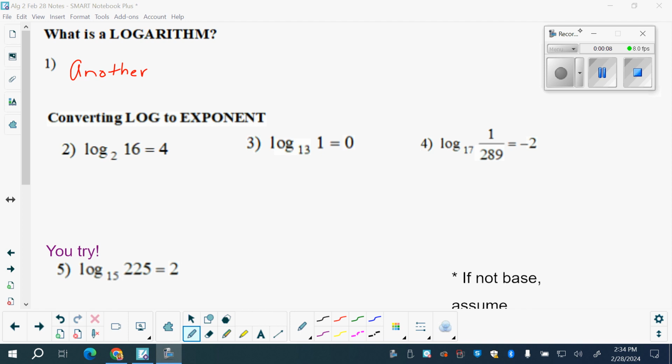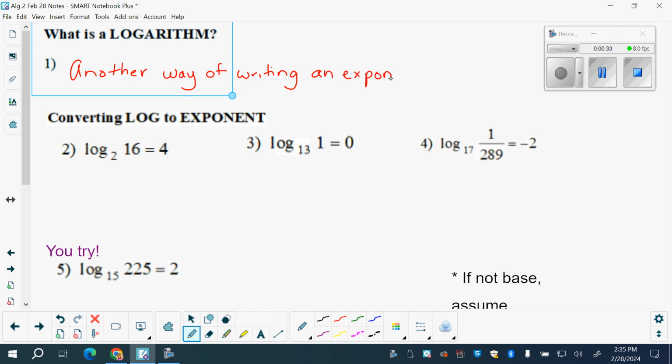Okay, logs. Okay, so this looks hard because you've never seen this word before. Today is not going to be hard. Okay, so what is a log? It is another way of writing an exponent. So there's more to it that we'll talk about today, and we'll spend several days on this before we start doing some work with the calculator.